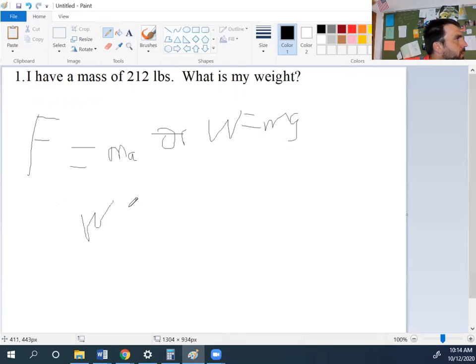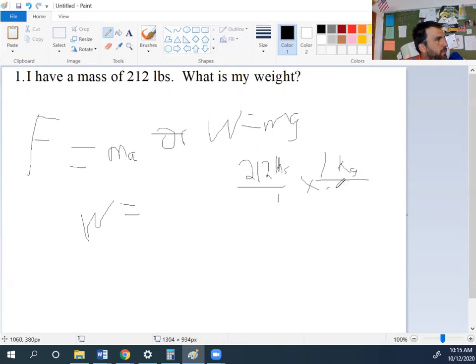So W equals, well, that's horrible handwriting. What's my mass? Wrong. What unit does the mass have to be in? It has to be in kilograms. So I have to convert from pounds to kilograms. So over here, I'm going to have 212 pounds over 1 times 1 kilogram. This is a conversion factor that we went over.